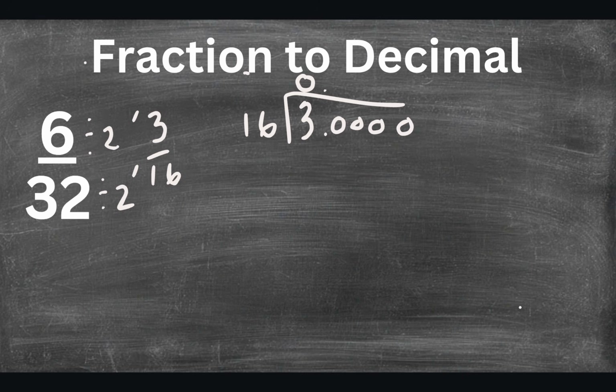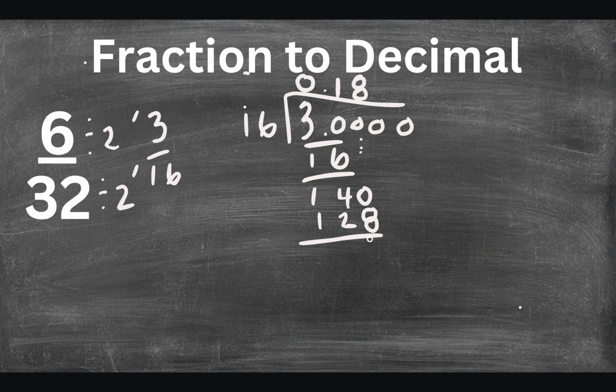Now 16 goes into 30 one time. 1 times 16 is 16. When we subtract this, that gives me 14. Bring down the 0. So now we have 140. 8 times 16 equals 128. When I subtract that, we have a 12.